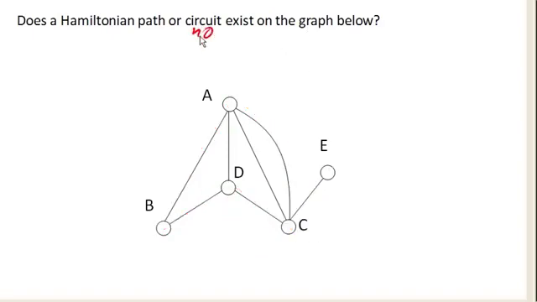Now, a Hamiltonian path visits every vertex exactly once, but doesn't have to return to the same starting point. And yes, we do have a Hamiltonian path here. We could go this way, this way, this way, this way, and now I have visited every vertex exactly once. And so this is a Hamiltonian path. Now, most of the time we're going to be interested in Hamiltonian circuits, not Hamiltonian paths, but this has one nonetheless.